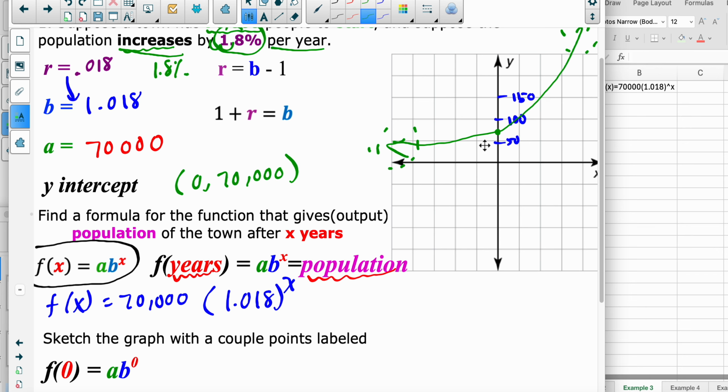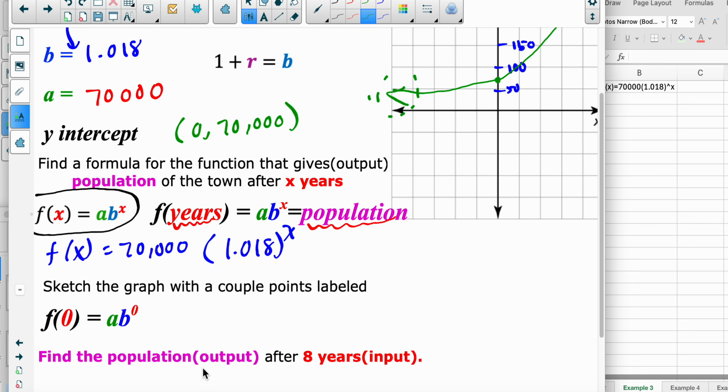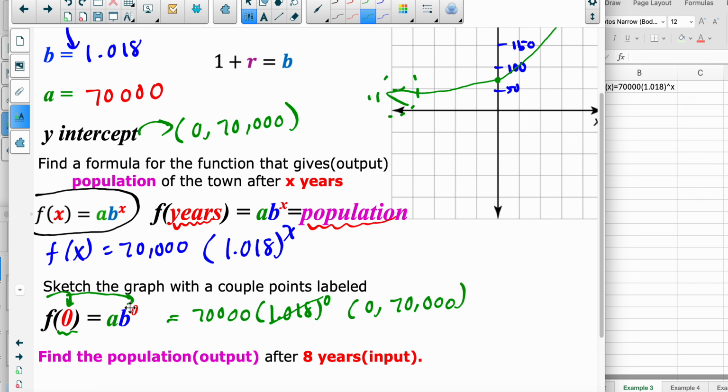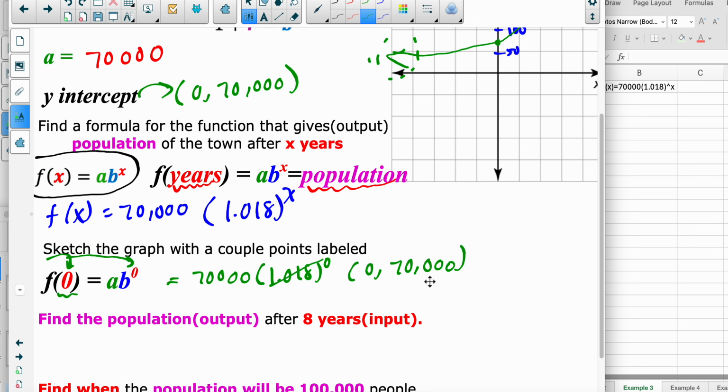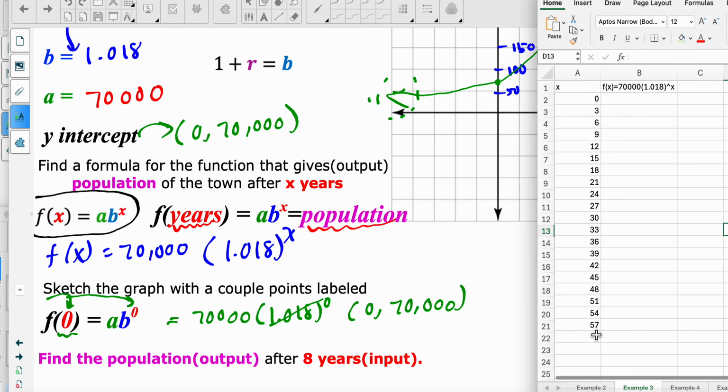But let's find a couple of additional points here. This is the y-intercept. If I put in 0 for x, that is 70,000 times 1.018 raised to the 0, which is 1. So that is the point (0, 70,000), which we already knew, because a represents the y-intercept. Really all we're doing is plugging in 0 for x, and that results in the y-intercept of 70,000. All right, let's go to Excel and put this into Excel.